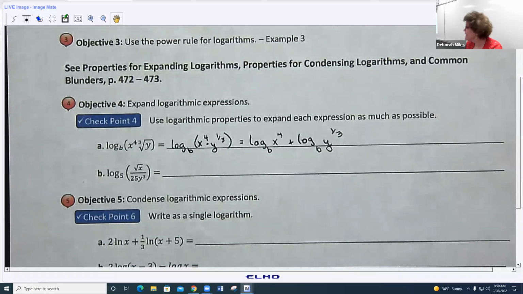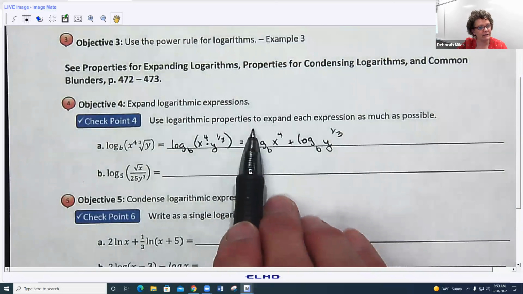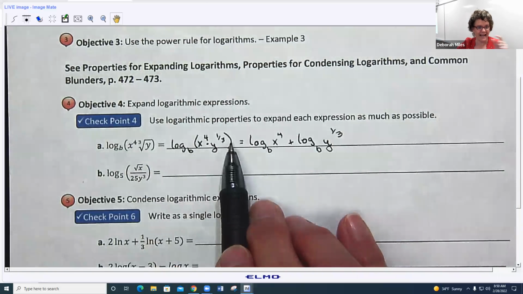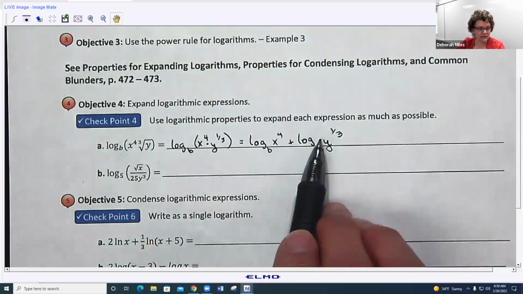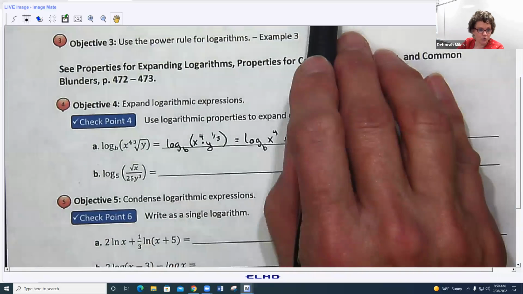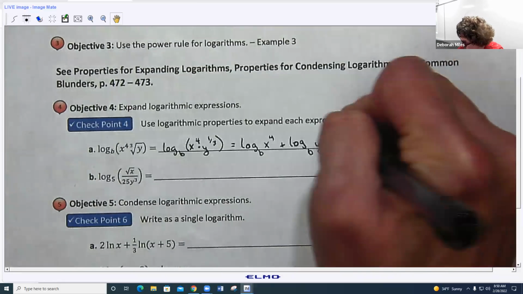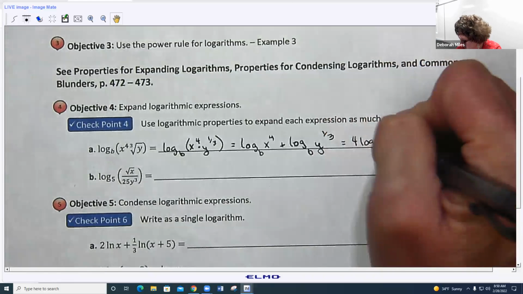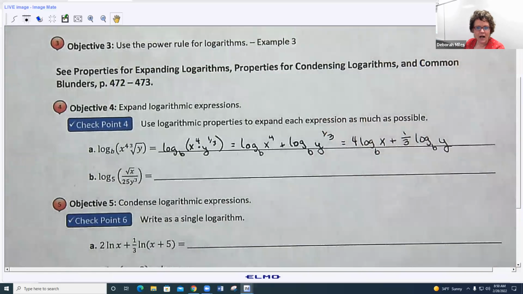Yes, sir. I have one more step. There's one more thing I can do, and I try to make that as clear as possible on the test. I believe I wrote the instructions, write radicals as exponents and write exponents as factors. What I mean by write exponents as factors is use this third rule, the power rule, that says you can bring these exponents out front. 4 log base b of x plus 1/3 log base b of y.